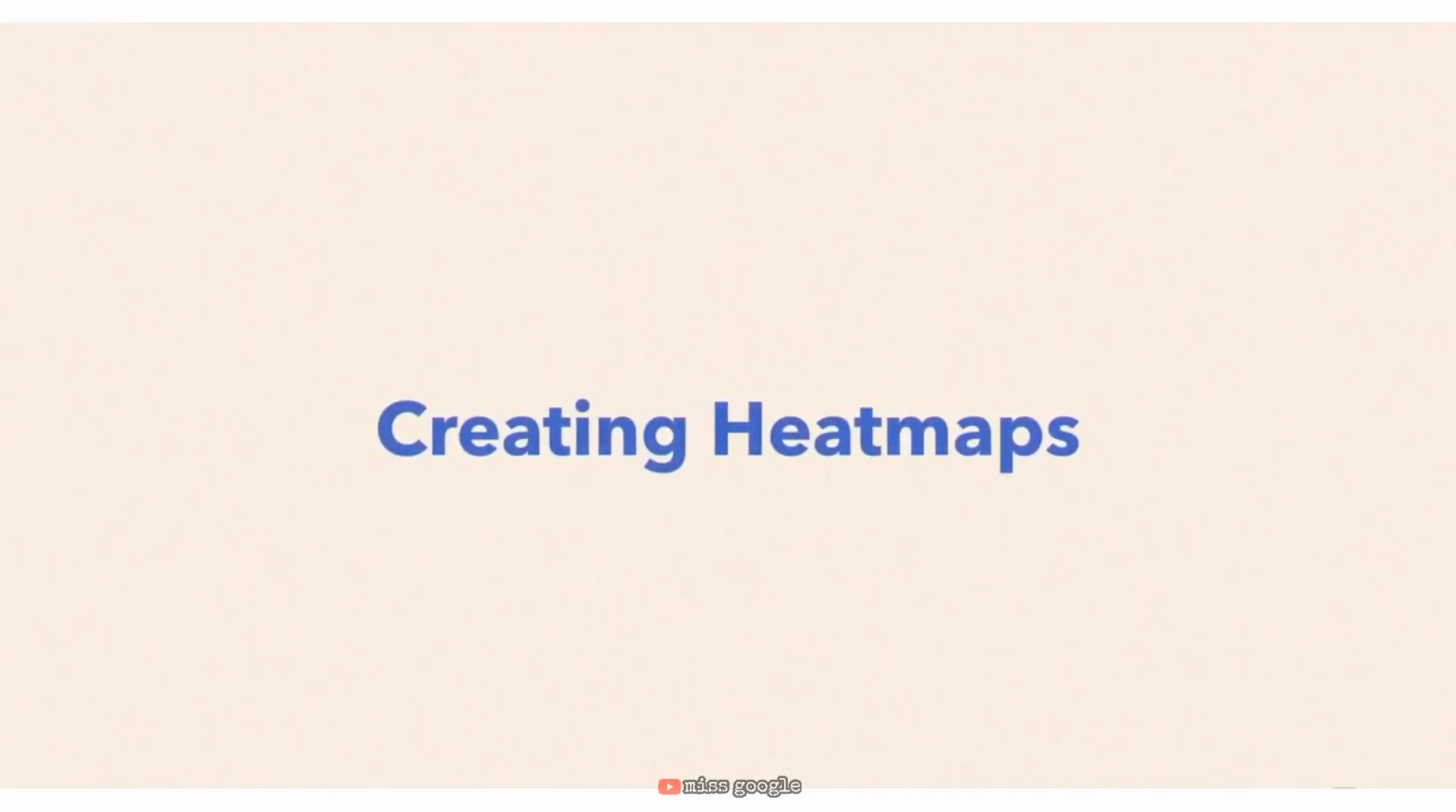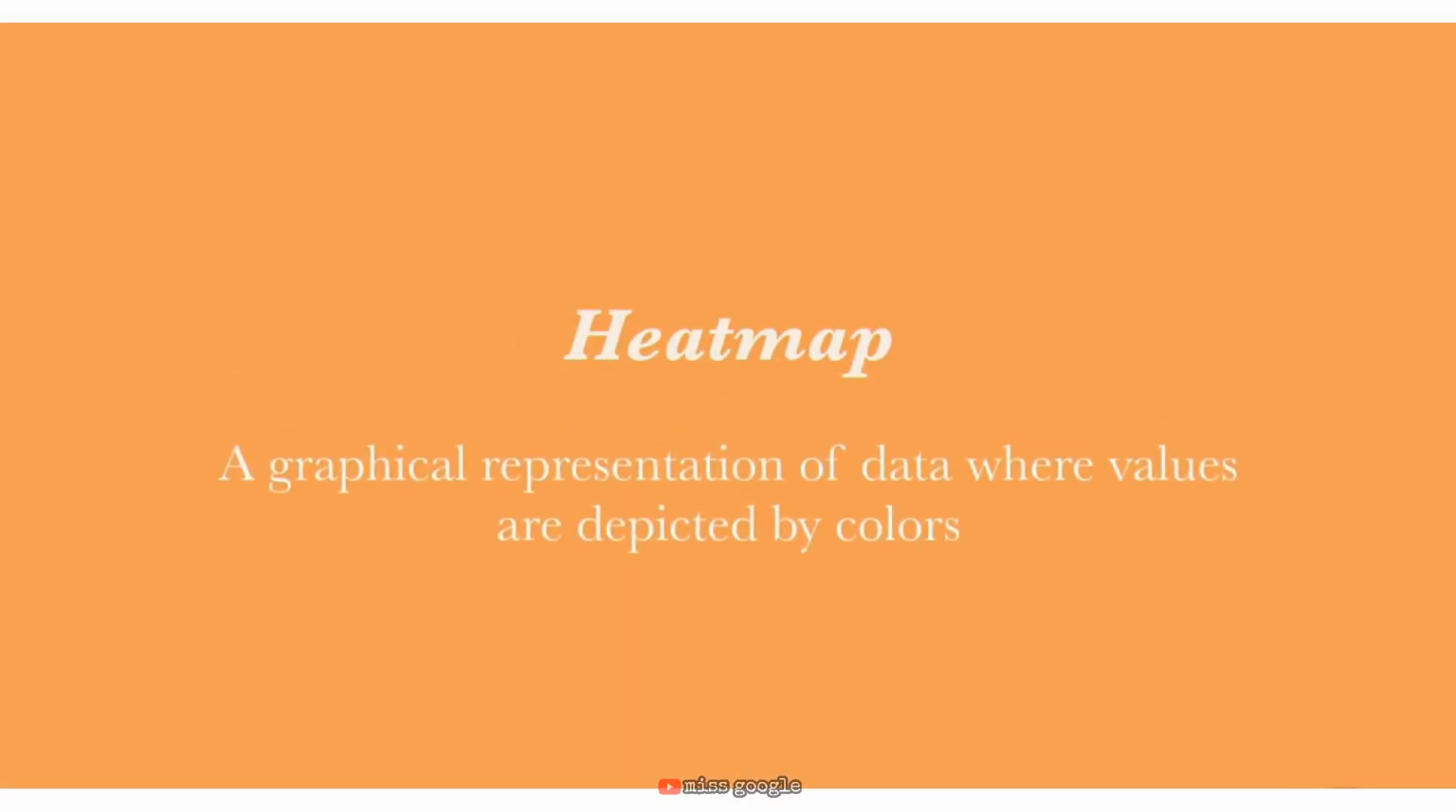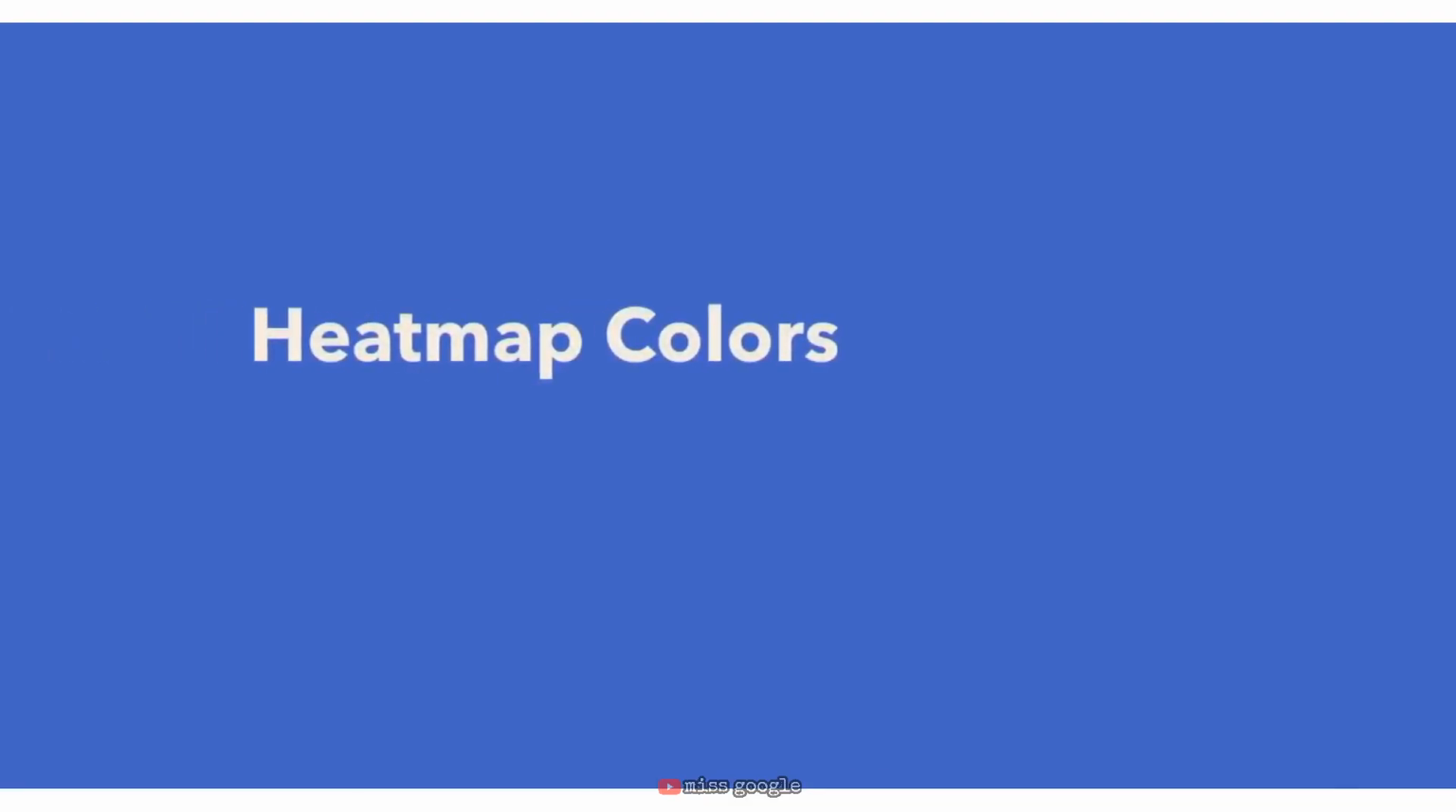In this video, we'll learn how to create heat maps using Matplotlib and Seaborn, a Matplotlib wrapper. So what is a heat map? A heat map is a graphical representation of data where values are depicted by colors. Heat maps allow you to more easily spot where something happened and where it didn't. Consequently, what we choose for a color palette is important.